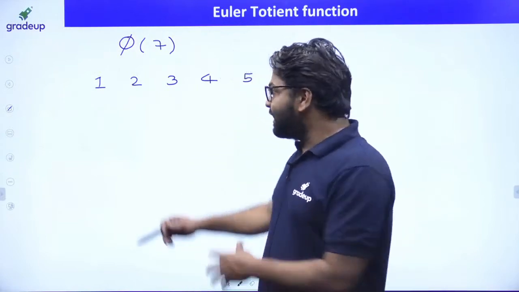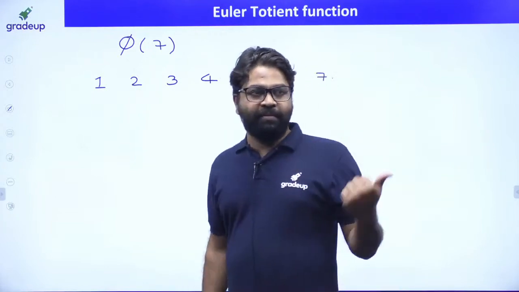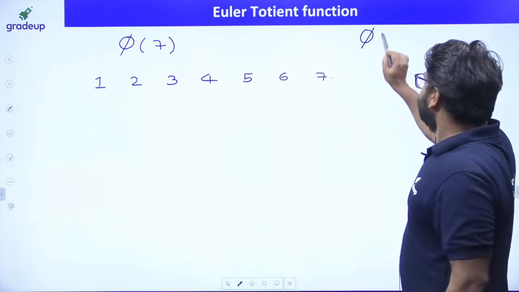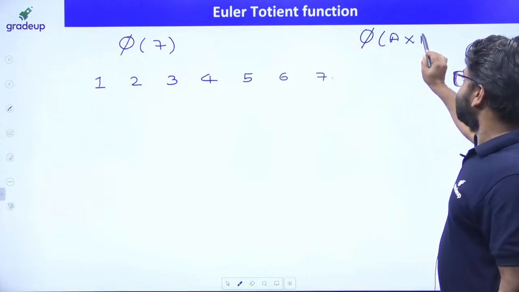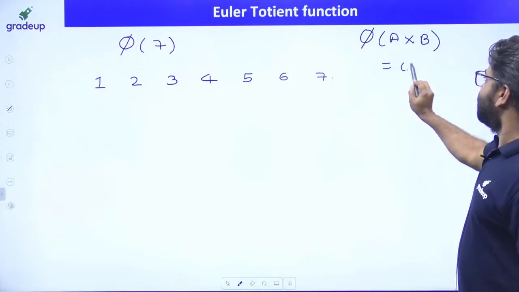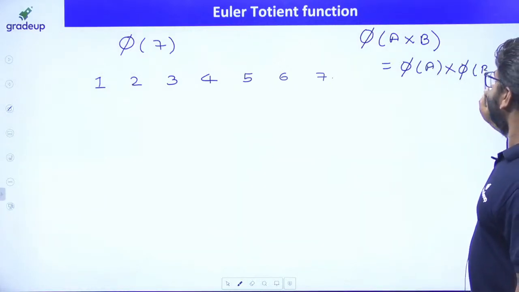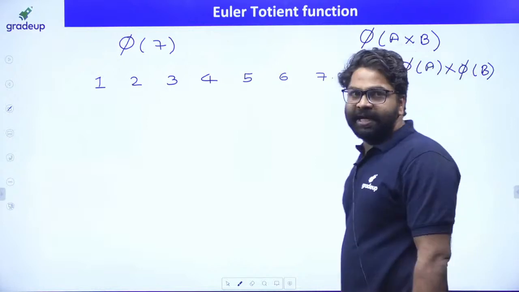So in order to do that, I am doing all the things. Before that, we have already seen one particular formula, and what is that? Totient functions are multiplicative in nature. So the totient function of A times B can be written as the totient function of A times the totient function of B. Okay, totient functions are multiplicative in nature.